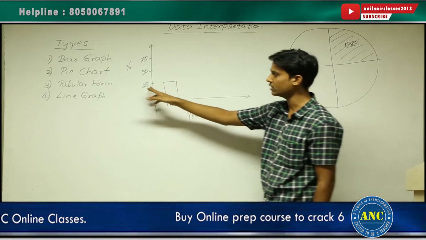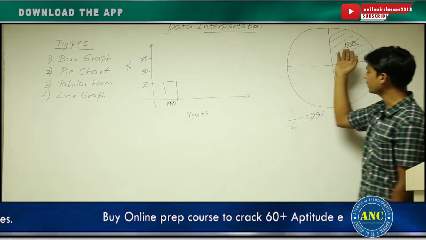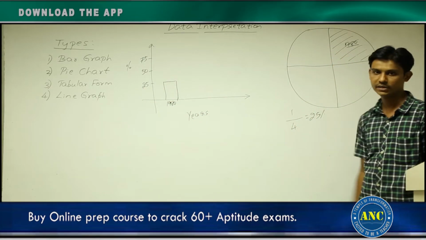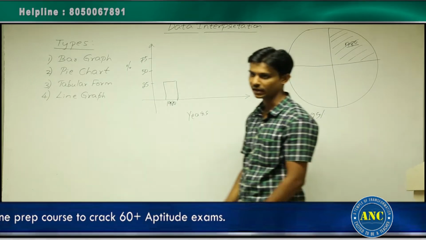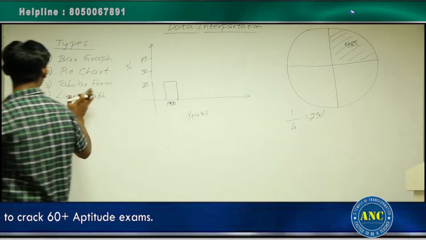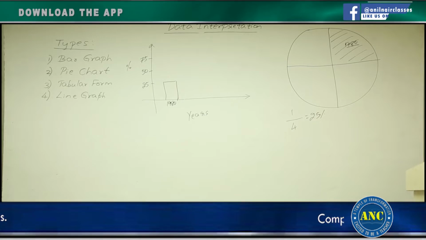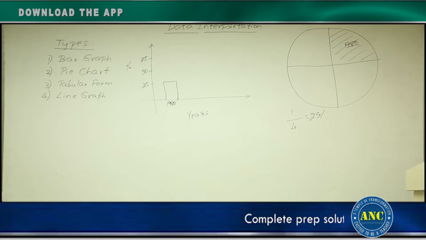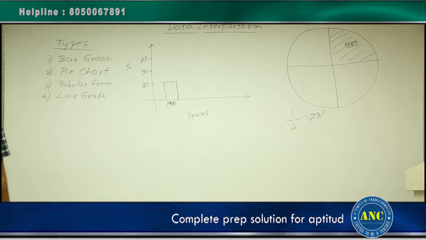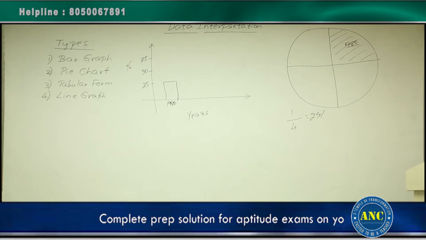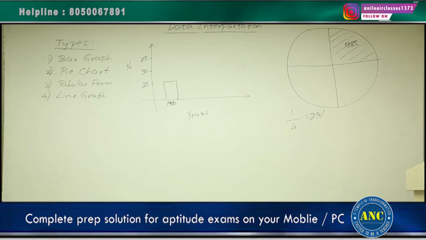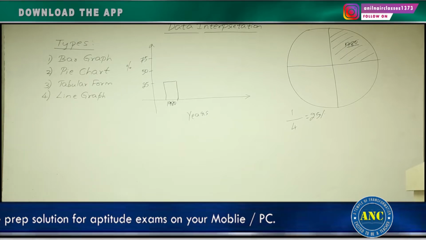Here also it is 1980, 25%. Out of 4 parts, 1 part is shaded, 25%. Understanding? The same data we are representing in different forms. These are the 4 different forms of representing the same data. For example, if I want to call your name, I will call you by a name, but your mother will call you by a different name. Right? But who are we referring to? We are referring to the same person. Same in the case here also.